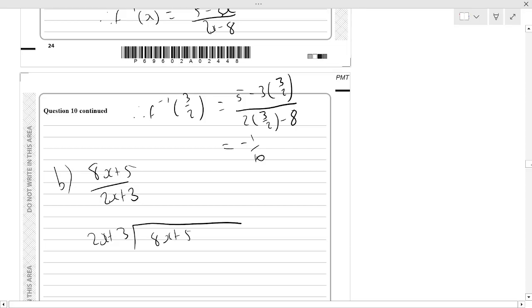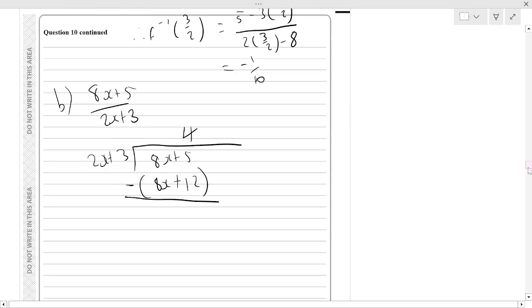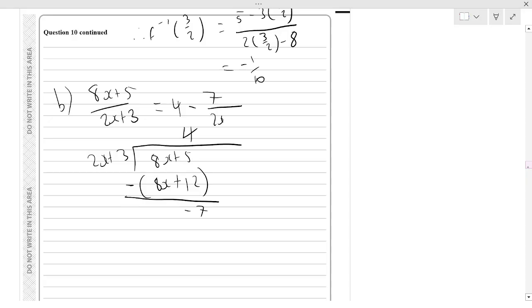8x plus 5. Then I need to think of a number that times the 2x becomes an 8x. So it's going to be 4, right? So then 4, and then I need to times by this to then get 8x add 12. And then I'm going to minus it, right? So minus both sides and both terms, sorry. So 8x minus 8x is 0x, so I can get rid of that, really. And then 5 minus 12 is minus 7. So actually this becomes 4 as our quotient, and then the remainder of minus 7 over the divisor, 2x plus 3.